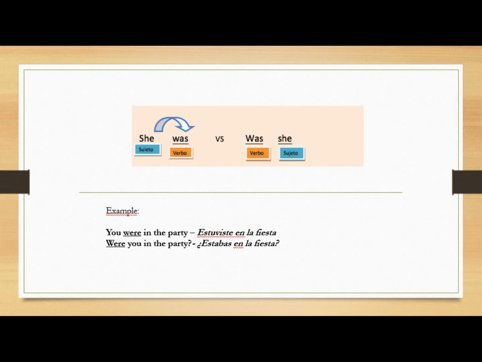Okay, in this picture, find she was, ella estaba, versus was she, estaba ella. Okay. Remember, to form the interrogation of the verb to be, we have to reverse the order of subject and verb, as we did with the present.